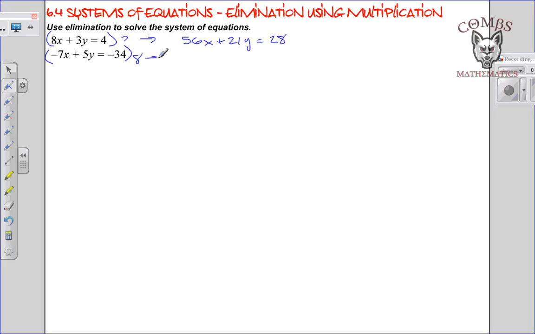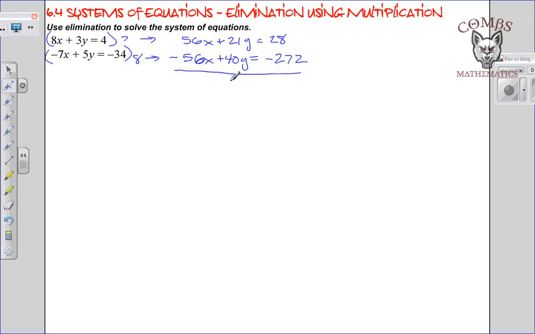The bottom equation, negative 7x times 8 gives me negative 56x. 8 times 5 gives me 40y. And negative 34 times 8 gives me negative 272.